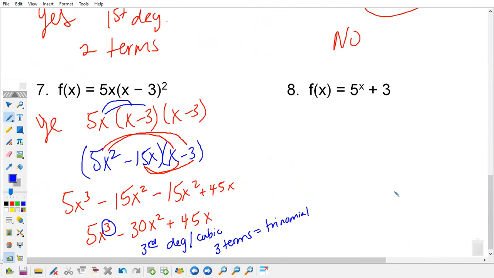All right, 8. Is it a polynomial? No. Why? Because there's an x up at the top. The variable is the power. That's called an exponential. Remember, we had a whole unit on that.